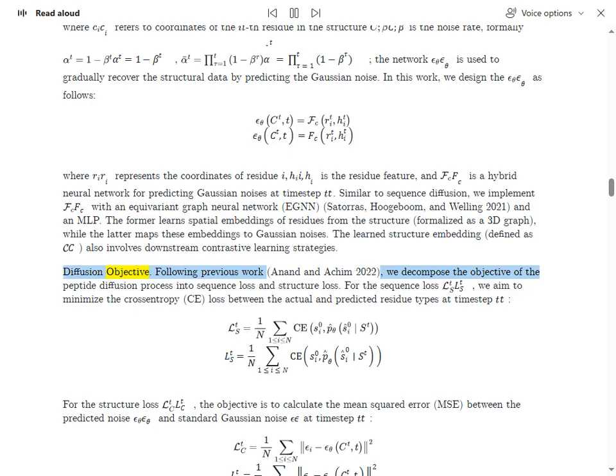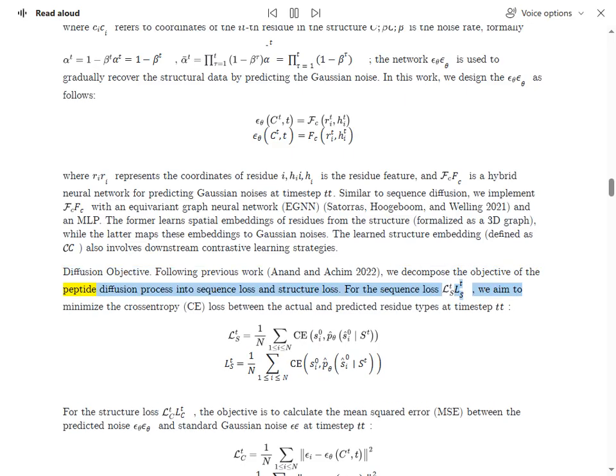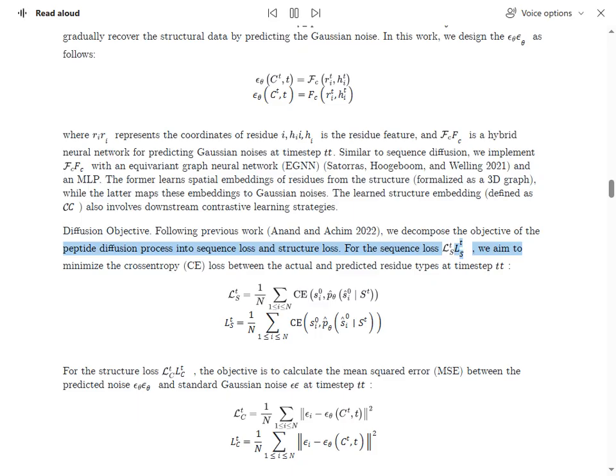Diffusion objective. Following previous work, we decompose the objective of the peptide diffusion process into sequence loss and structure loss. For the sequence loss L_S^t, we aim to minimize the cross-entropy loss between the actual and predicted residue types at time step t.